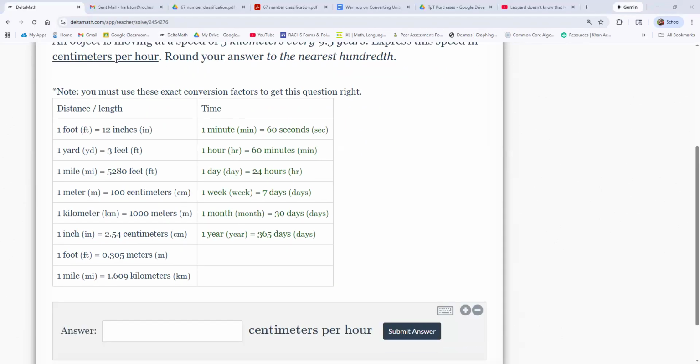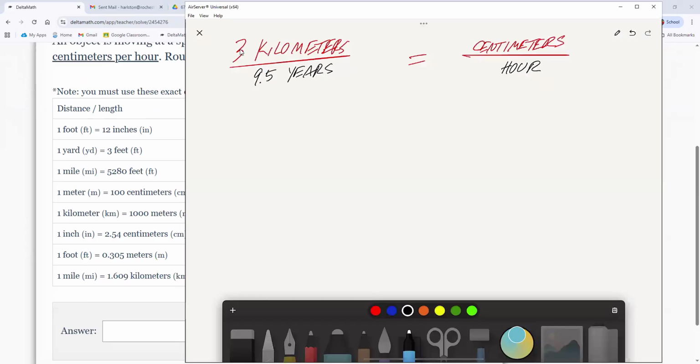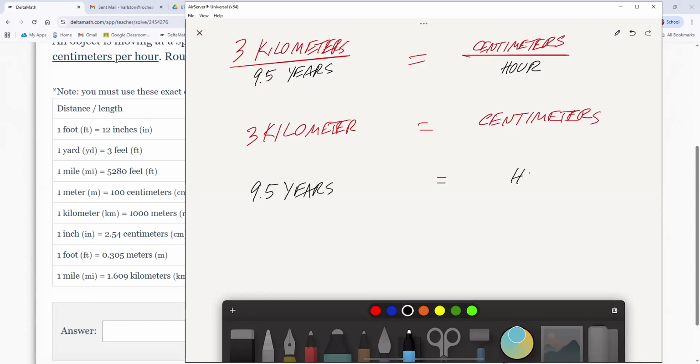All right, so here's what I'm going to do. I've already written this on my iPad. I said 3 kilometers every 9.5 years is equal to how many centimeters per hour. Now, I am going to split this into 2 conversions. I'm going to do 3 kilometers is equal to how many centimeters. That's one conversion. And then the other conversion is going to be 9.5 years is equal to how many hours?